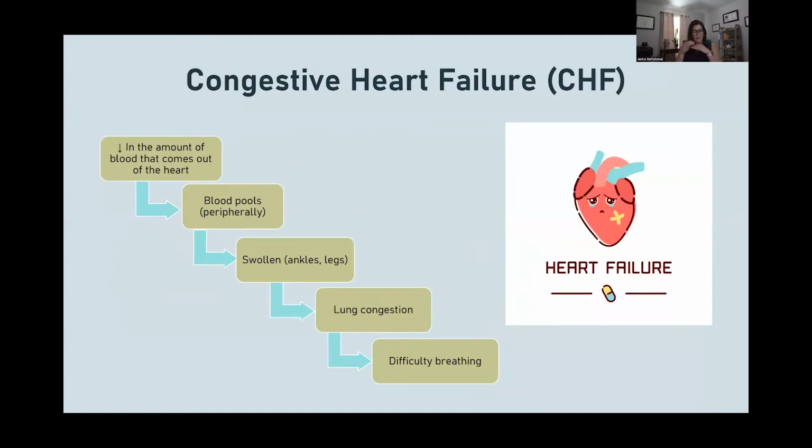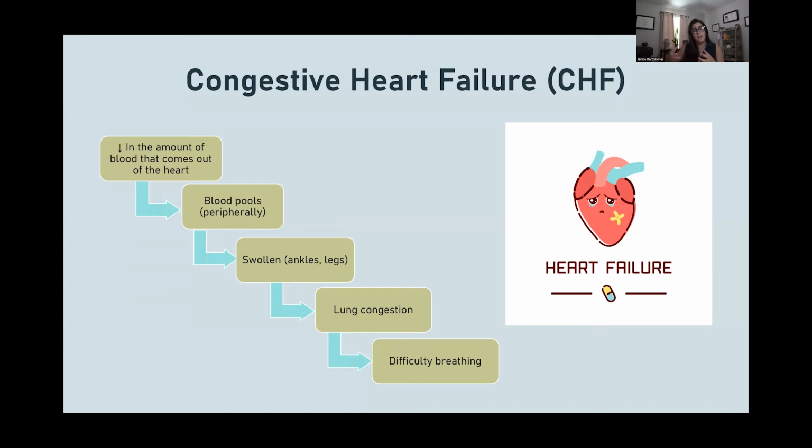As the blood pumping out of the heart decreases, everything starts pooling peripherally because it doesn't have that same force and that same amount. So it kind of gets staggered in the areas peripheral to the heart, like the legs. Then you have all these symptoms that happen. You can get edema of the ankles and legs.